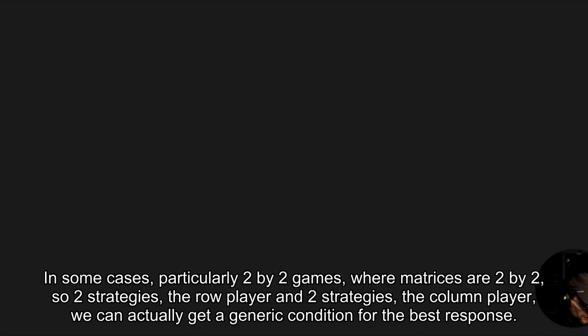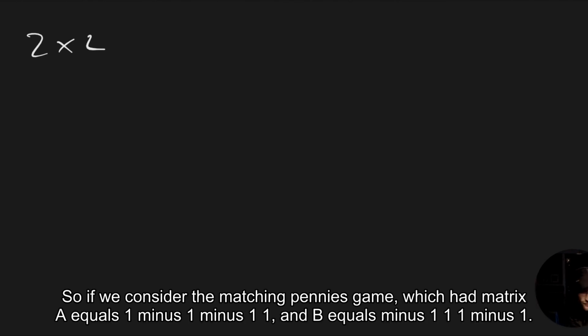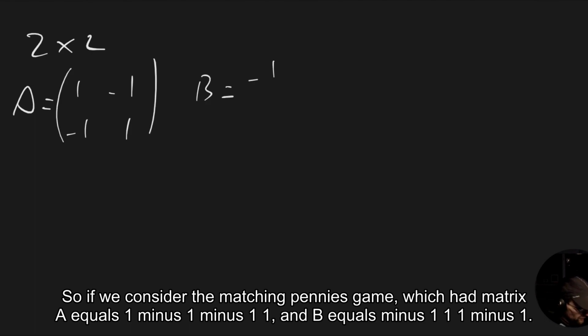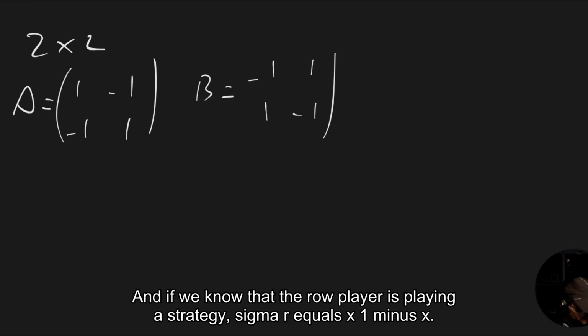In some cases, particularly 2x2 games, where we have 2 strategies for the row player and 2 strategies for the column player, we can actually get a generic condition for the best response. So if we consider the matching pennies game, which had matrix A equals 1, minus 1, minus 1, 1, and B equals minus 1, 1, 1, minus 1, and if we know that the row player is playing a strategy sigma R equals (x, 1 minus x).